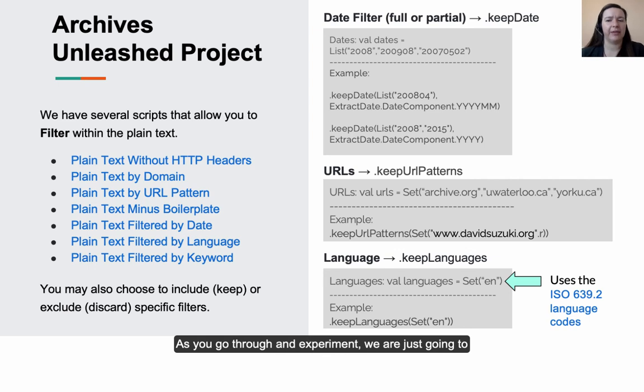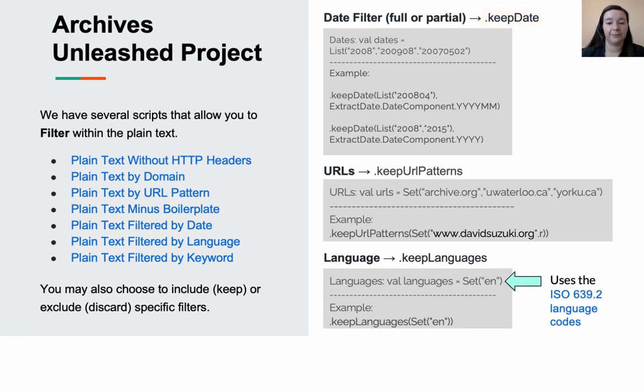As you go through an experiment, we're just going to note here that there are many different filters that can be used. These are just some common examples. For instance, the toolkit permits you to filter records by a list of either a full or a partial date string. So we use the keep date to specify whether it's a year, it can be a year and a month, a year, month, date, or you can select multiple years to filter through.